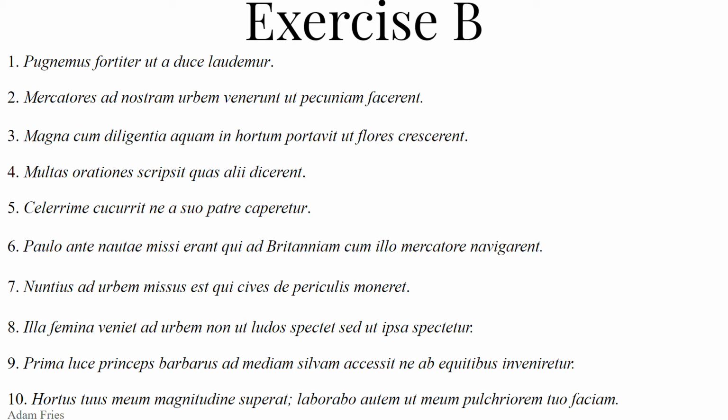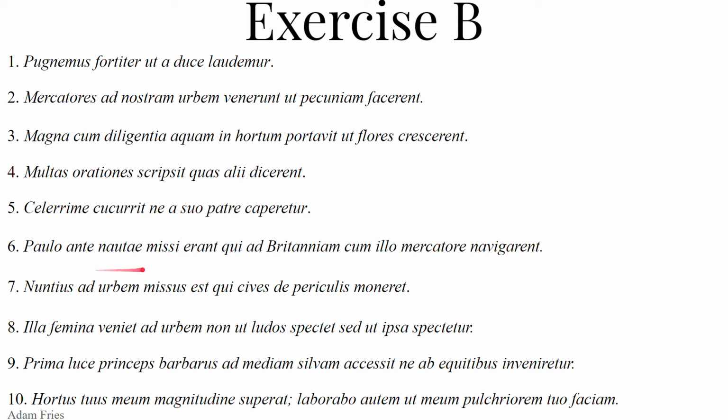Number 7. Nuntius ad orbem missus est, qui cives de periculis moneret. So nuntius ad orbem missus est is our introductory clause. Nuntius, the subject, masculine messenger, ad plus the accusative, motion towards, orbem, orbis, feminine, city, and missus est from mitto, mittere, misi, missus, third person singular masculine perfect passive. So we're in secondary sequence and we should have an imperfect subjunctive dependent verb. So a messenger was sent to the city.